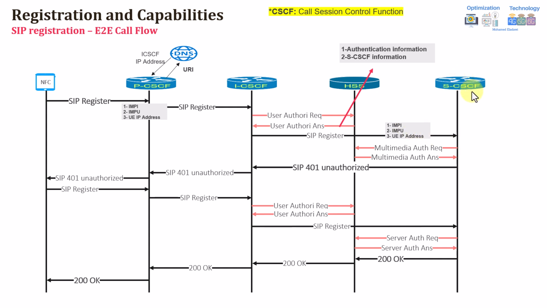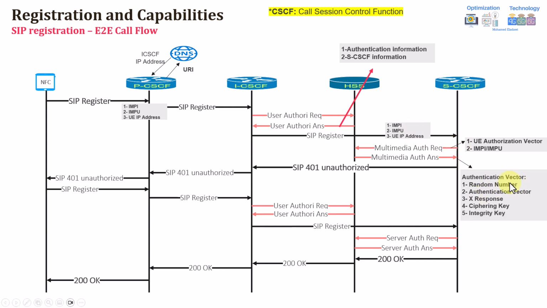As you remember from the function mentioned in the previous video, one of the functions of the serving call session control function is to do the registration, or complete the registration, for the IMS users. So now the serving CSCF will send a multimedia authentication request to the HSS, and this will also include the user identity, asking them: please give me the authentication vector of this user.